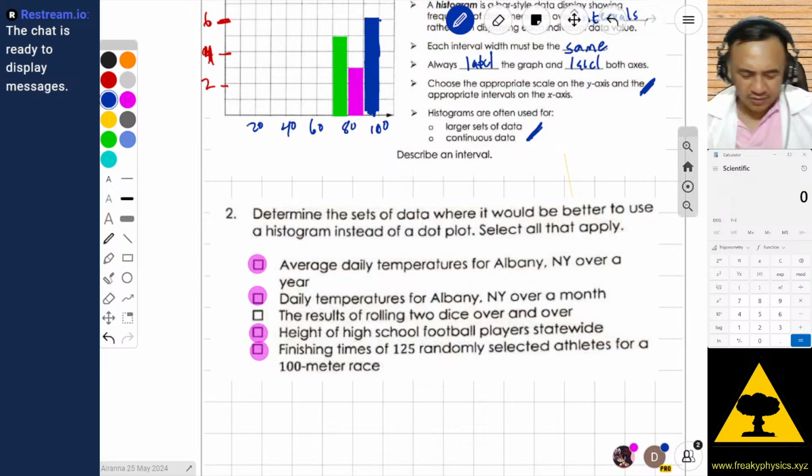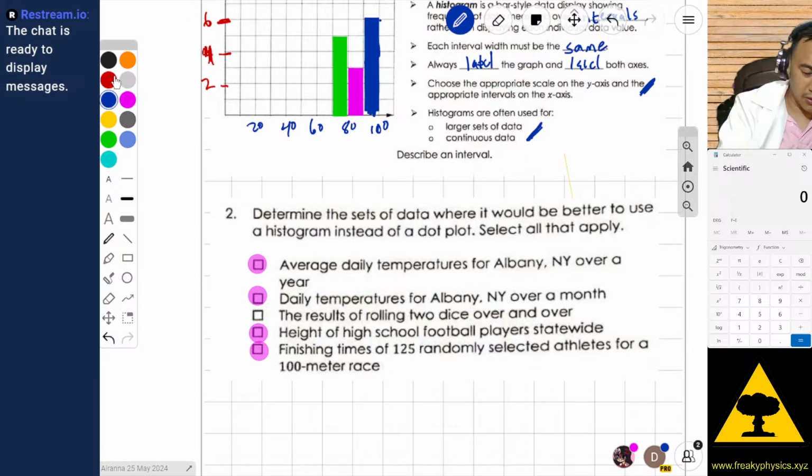I don't know about my last two ones though. All right, correct answers are definitely daily temperatures. They could have different values for a year. So in this case, is this for a large set of data or continuous data? Which one is it? This is more for large sets. Okay, continuous. This is also continuous, right?